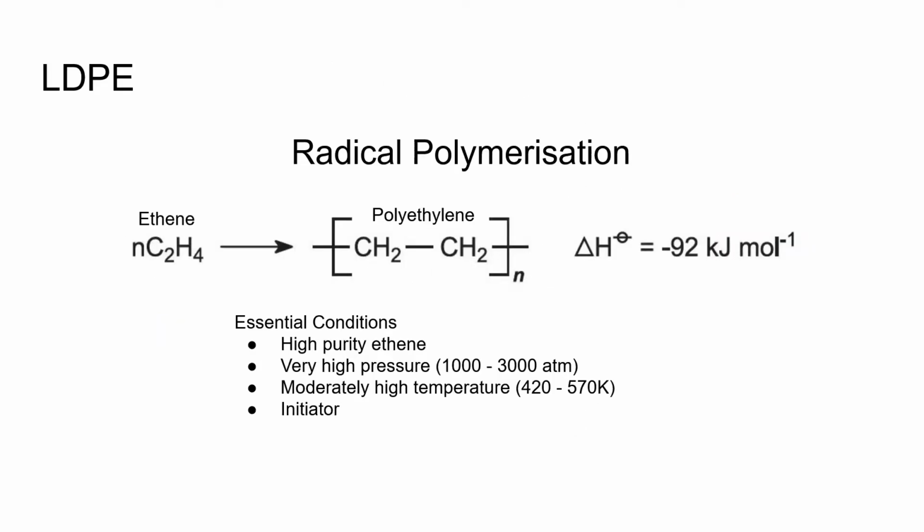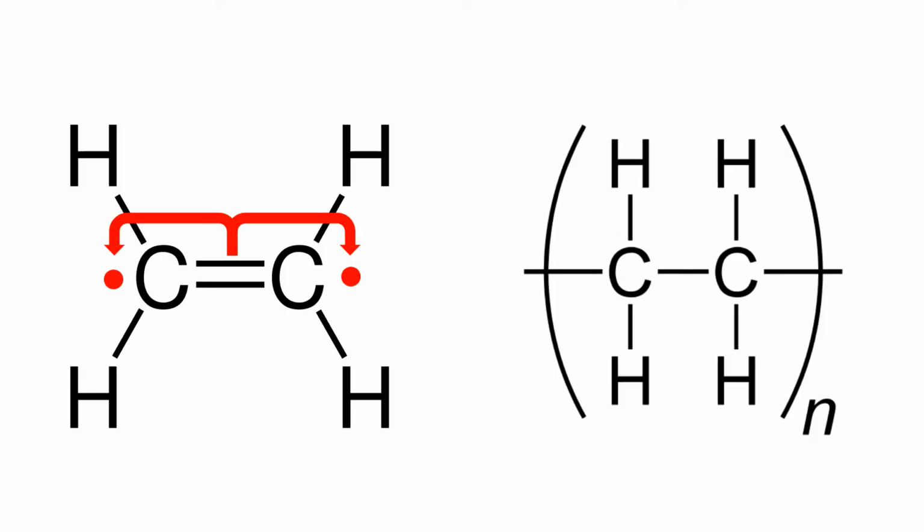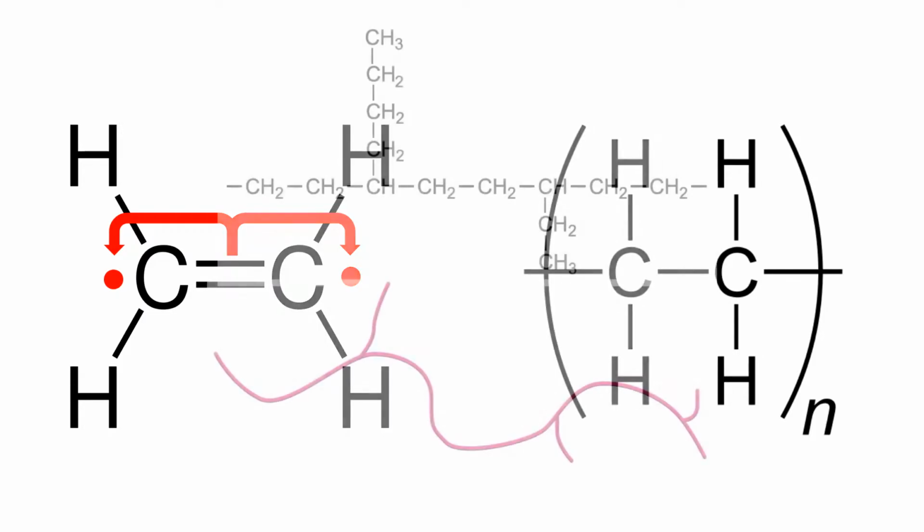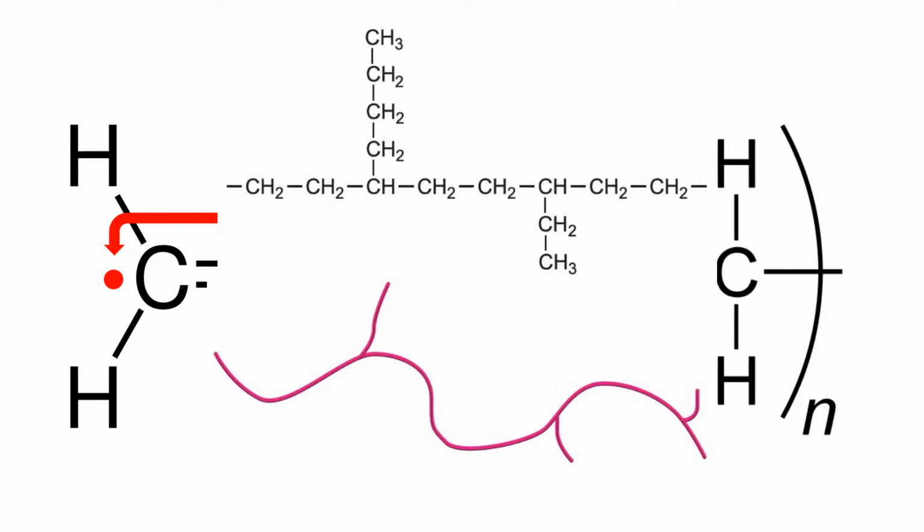For LDPE, it undergoes a process called radical polymerization. Essential conditions are very high purity ethene, very high pressure, about 1000 to 3000 atmospheres, moderately high temperatures, 420 to 570 Kelvin, and an initiator, usually in the form of oxygen. Radical polymerization works by breaking the double bond and allowing it to bond with other free radicals. This forms chains. But sometimes a H bond can break, causing branches. This final product is a chain of polyethylene, with branches coming off in random directions.